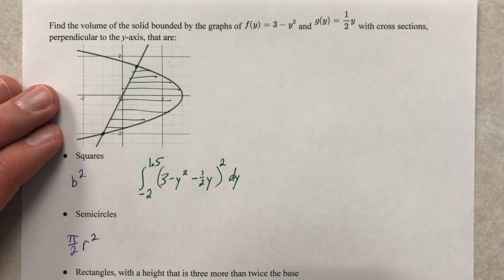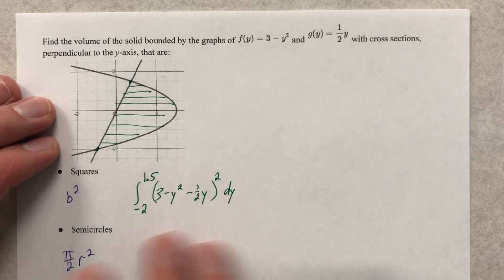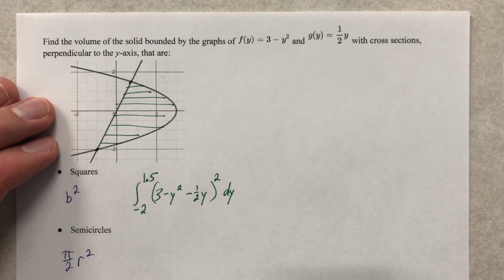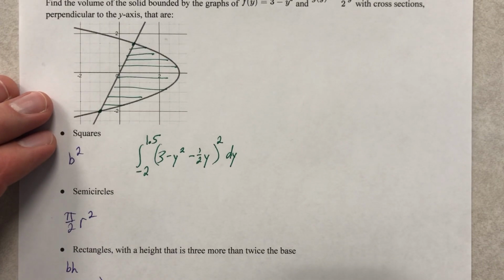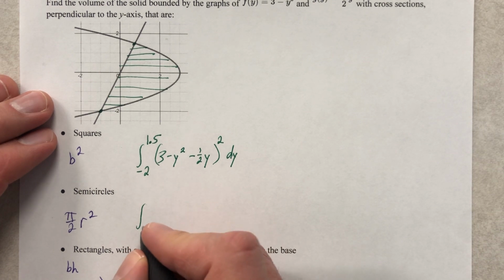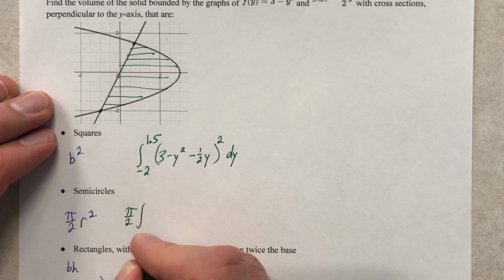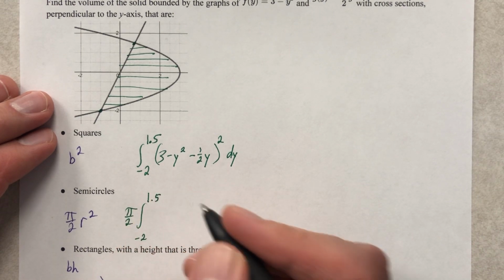Okay, I am really not interested in actually finding the volume. If you can set it up, you're good. At this point, it's a practice of typing things in the calculator. Okay, semicircles. Let's do this. Semicircles would be pi over 2. I like to put my constants in the front. You don't have to, but -2 to 1.5.